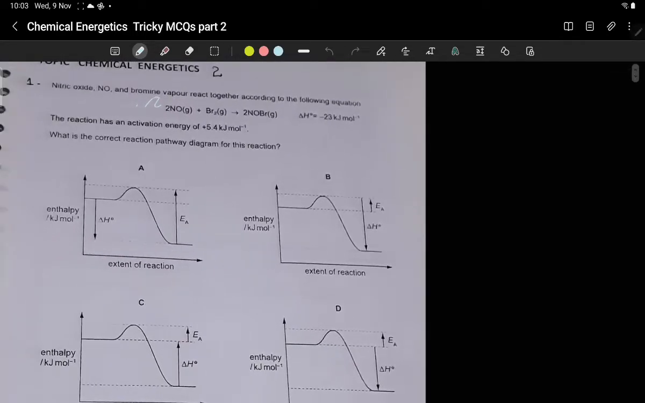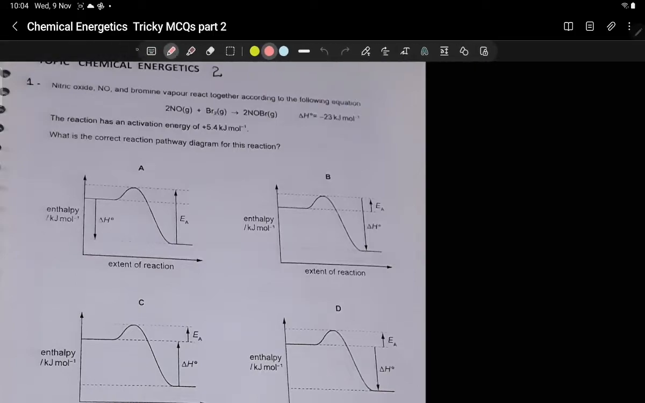Nitric oxide and bromine vapor react together according to the following equation. Nitric oxide plus bromine to form NOBr. So this is an exothermic reaction. The reaction has a positive activation energy, and you know that the activation energy for both exothermic and endothermic reactions is always positive. What is the correct reaction pathway diagram for this reaction?